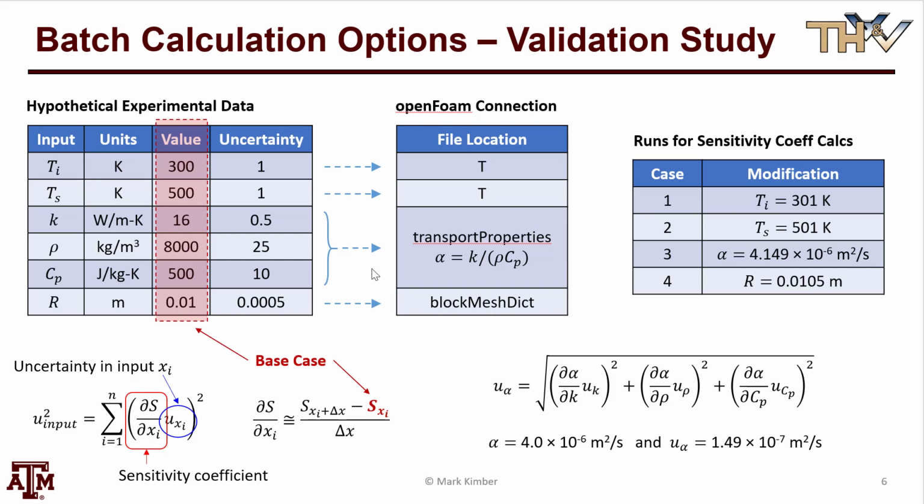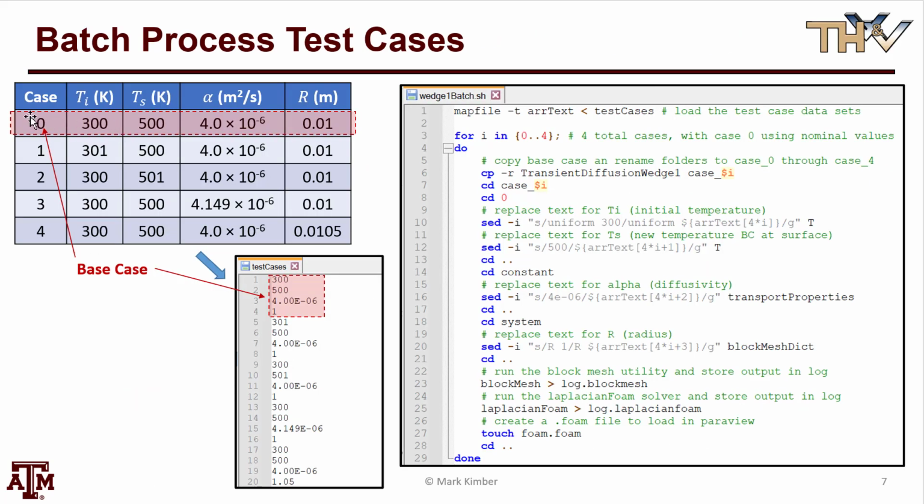So one way to do that is to create a script in a standard Unix programming language that is calling out all these things. And in order to do that, first we're going to create a file that includes all of our case values. So for case 0, those are my base values. I don't need to change anything there. For case 1, I'm only changing TI. Everything else is base value. In case 2, I'm only changing TS. Case 3, I'm only changing alpha. In case 4, I'm only changing that.